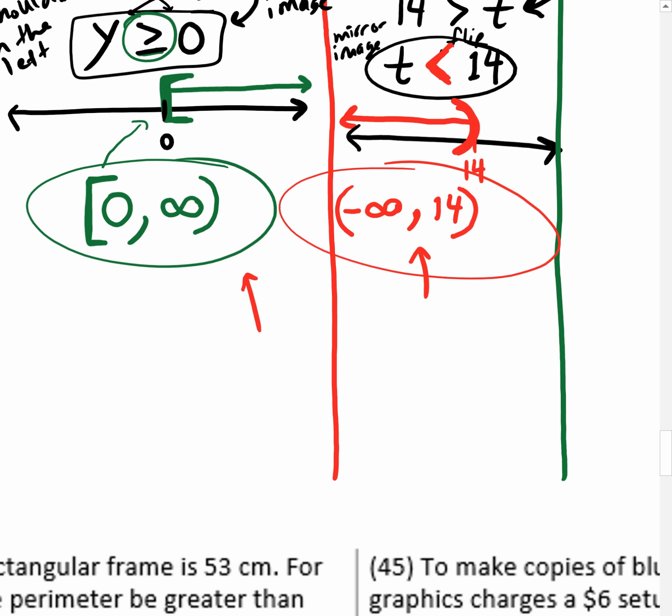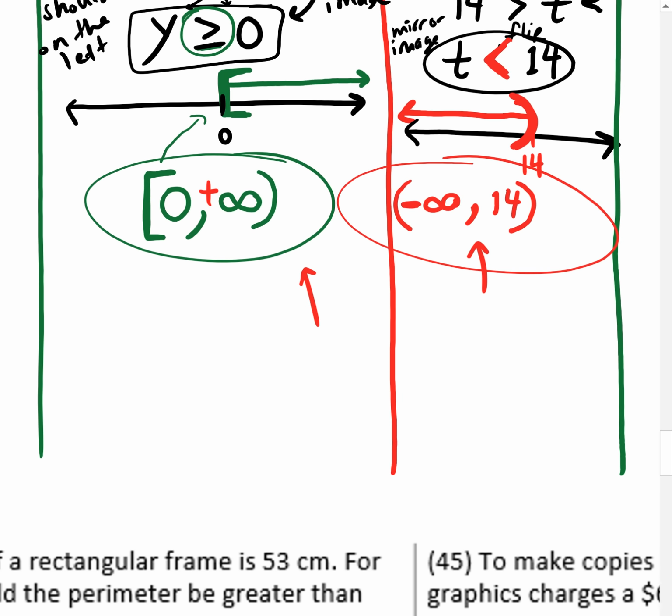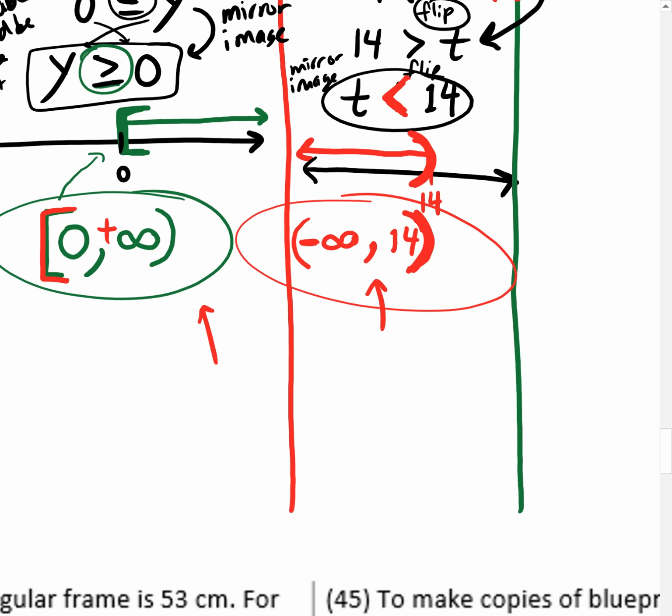So remember, it's kind of like between these two. Your answer is always going to have infinity in it, either on the left or on the right. If it's on the right, it'll be positive. If it's on the left, it'll be negative. Your answer will always have a parentheses next to infinity, but it could have a bracket next to the other number, or it could have a parentheses next to the other number. It all depends on what kind of inequality you had.